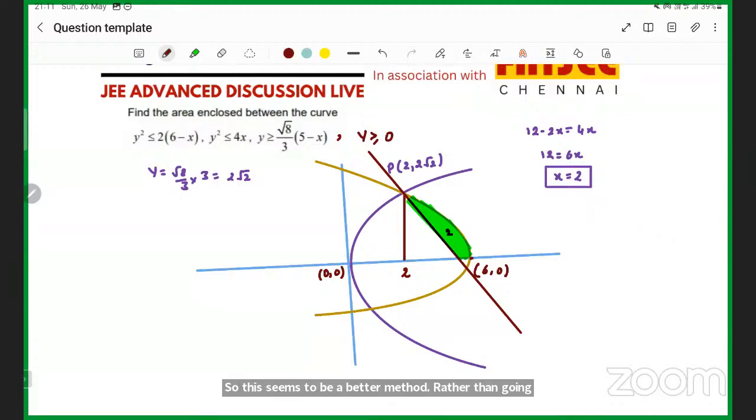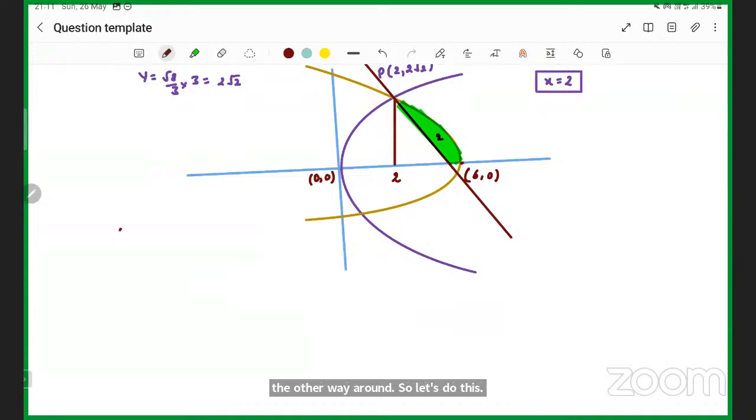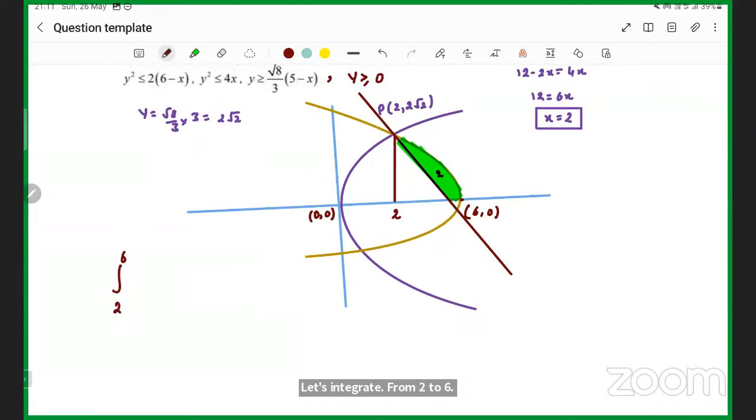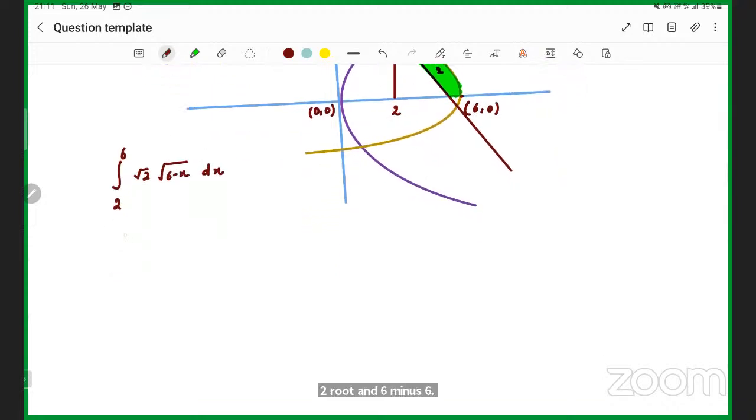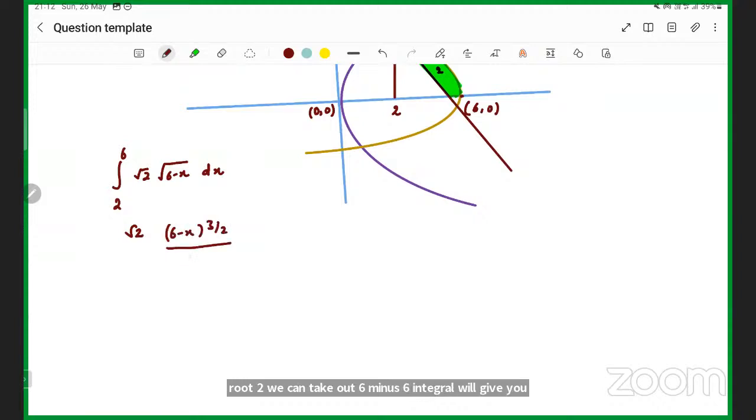So let's do this. Let's integrate from 2 to 6. What curve do we have? We have root 2 times root under 6 minus x, and let's integrate this. So what is the integral? Root 2 we can take out. The integral of root of 6 minus x will give you (6 minus x) to the power 3 by 2 divided by 3 by 2. And given that x is negative here, one additional negative would be there, right? And let's evaluate it from 2 to 6.